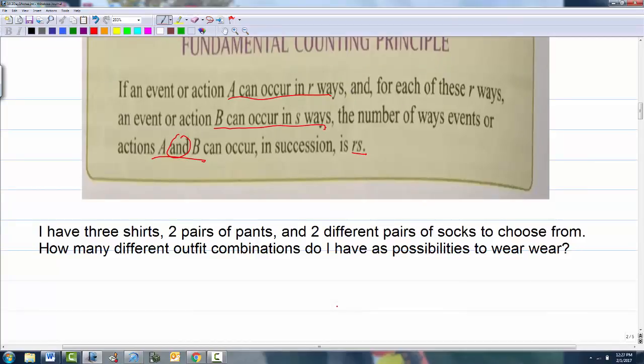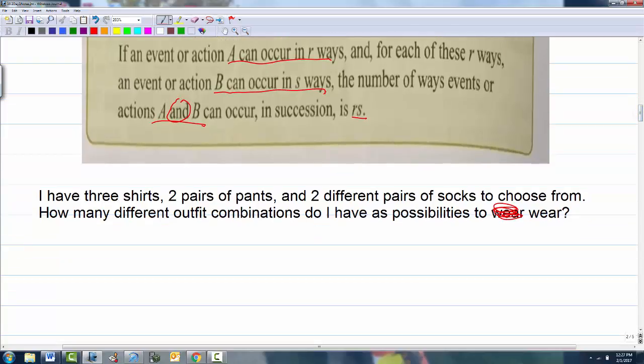Okay, this is all I have. I have 3 shirts, 2 pairs of pants, and 2 pairs of socks. So how many different outfits can I walk out the door with?